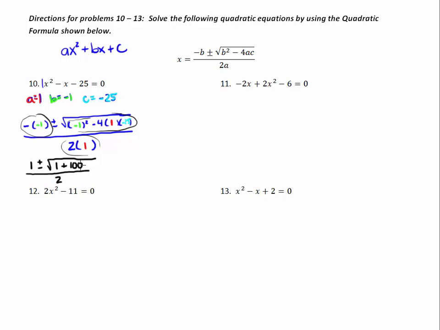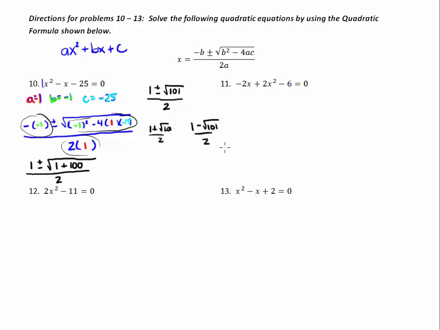Now let's simplify the inside of that radical. So we've got 1 plus or minus the square root of 101, divided by 2. Now, that is our answer right there. That's actually two answers. There is 1 plus the square root of 101 divided by 2, and there's 1 minus the square root of 101 divided by 2.